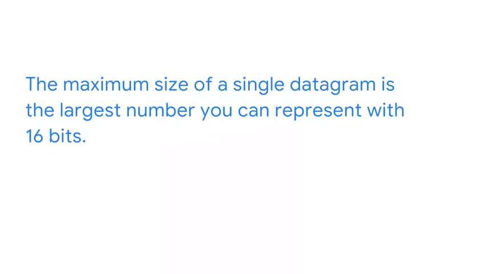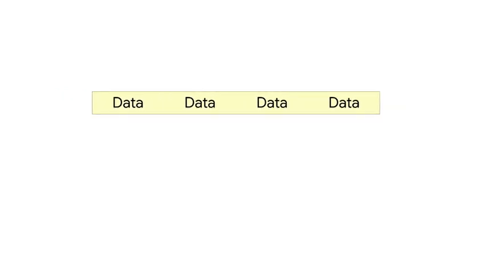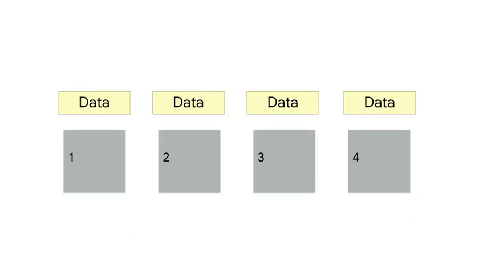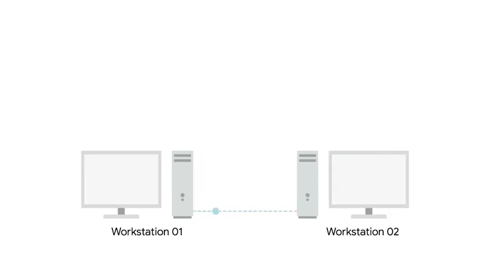IP datagrams have a maximum size, and you might already be able to figure out what that is. Since the total length field is 16 bits, and this field indicates the size of an individual datagram, the maximum size of a single datagram is the largest number you can represent with 16 bits, 65,535. If the total amount of data that needs to be sent is larger than what can fit in a single datagram, the IP layer needs to split this data up into many individual packets. When this happens, the identification field is used so that the receiving end understands that every packet with the same value in that field is part of the same transmission.